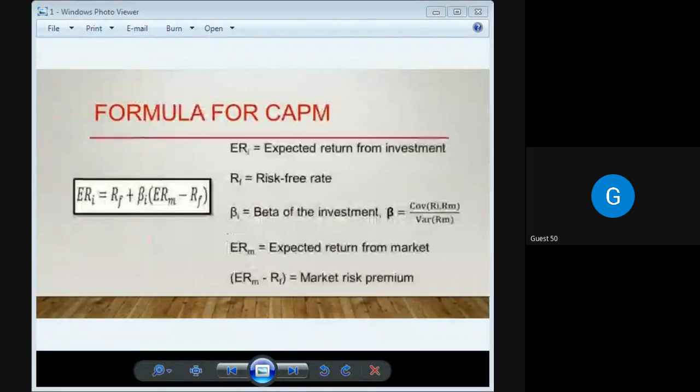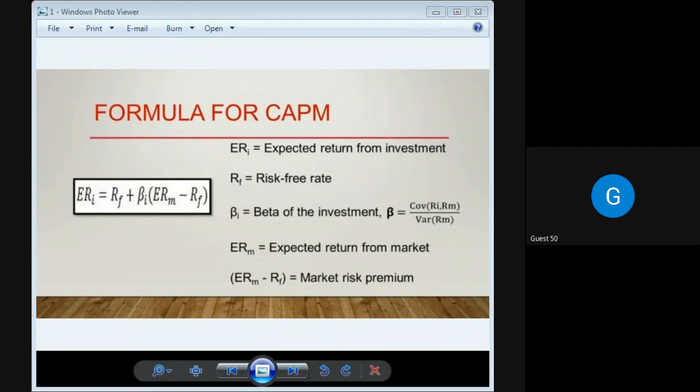Okay. So the formula is: expected return from investment equals risk-free rate plus beta of investment, multiplied by the expected return from market minus the risk-free rate. Okay. So let's discuss it one by one. So yeah, expected return from investment. What is expected return from investment?